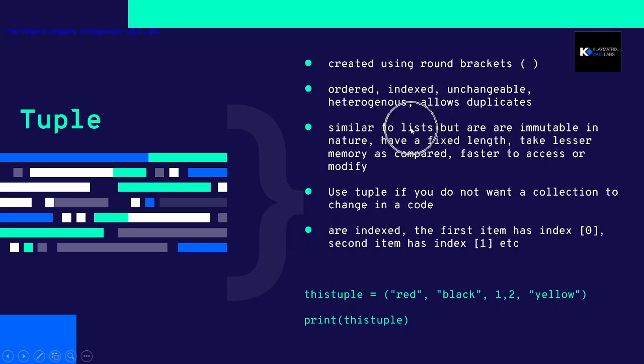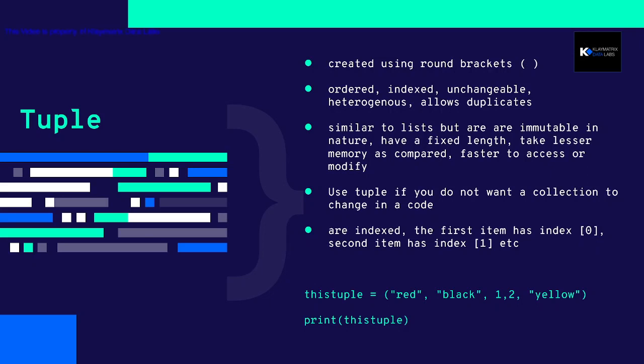It's almost similar to list, but these are number one, immutable in nature and have fixed length. They take lesser memory as compared to list, and they're faster to access as compared to list, right? So you would use tuple if you do not want a collection to change in the code.